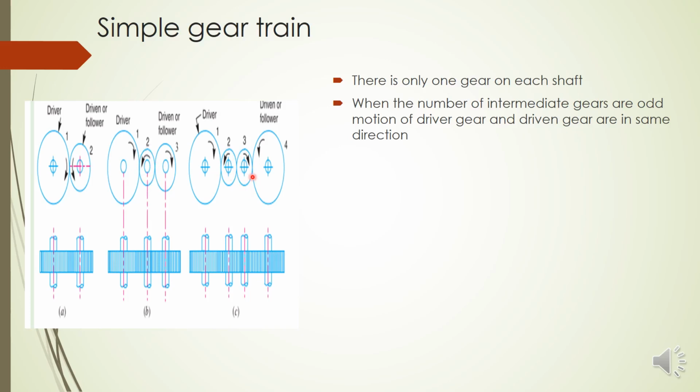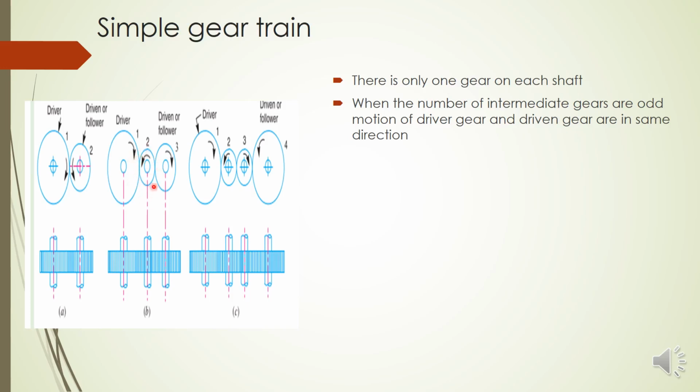So have you noticed anything about the number of intermediate gears and the direction of rotation? Yes, when the number of intermediate gears is an odd number, the motion of the driver gear and the driven gear is in the same direction. So you can see here in the second figure, the number of intermediate gears is an odd number, that is 1.